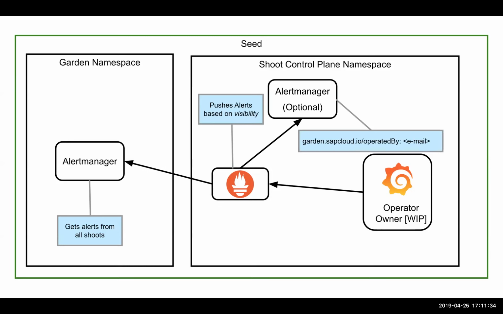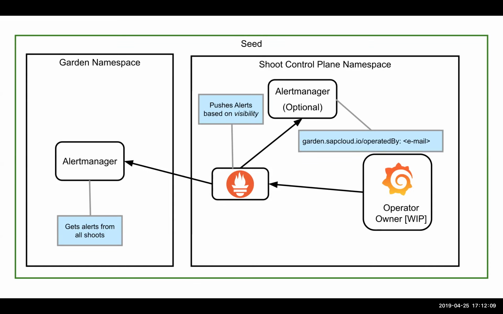If the chute owner would like to receive some alerts, he or she can just set this annotation, garden.sapcloud.io/operated-by, and then their email address. If they want to be notified about any alerts in the chute, they can just put their email address there, and then they get emailed the alerts. And since we have two alert managers, Prometheus needs to know which alerts to send where, and we do that based on visibility labels.